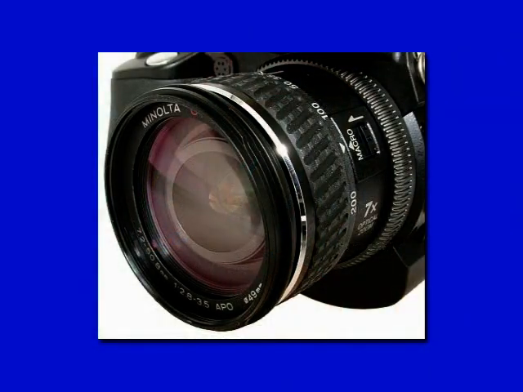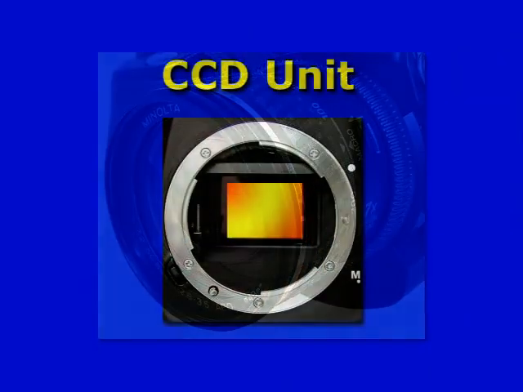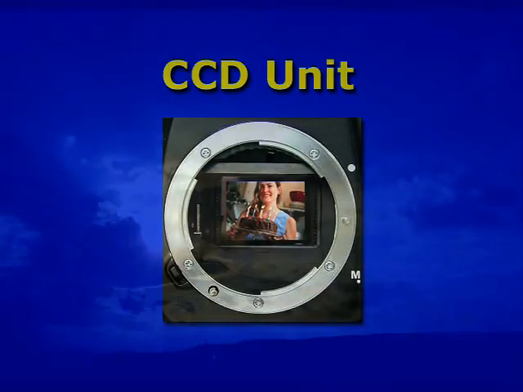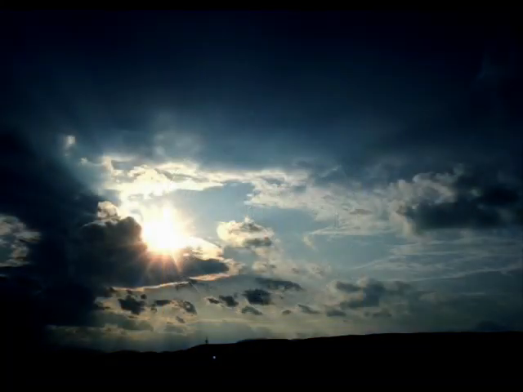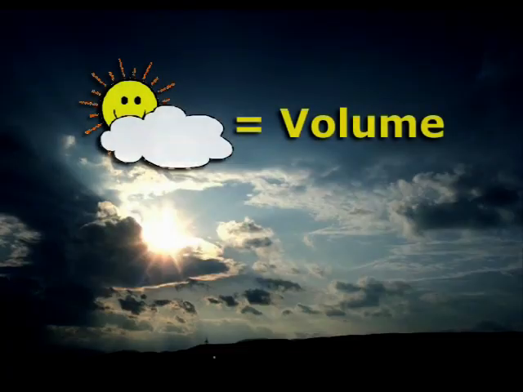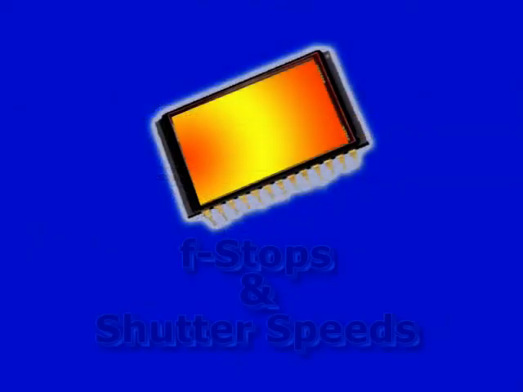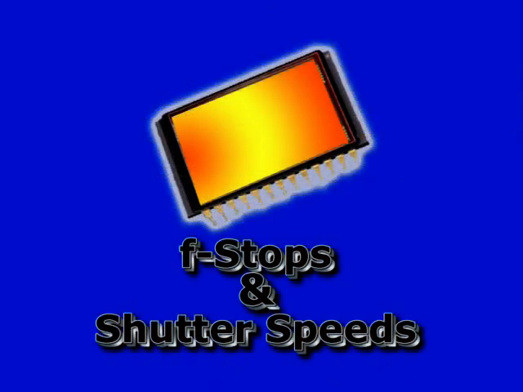After the light has been focused by the lens, it travels to your light-sensitive CCD where it can expose or create your image. But before this happens, you must control the volume of light and the amount of time that light is allowed to expose the CCD. You control this light volume and time with f-stops and shutter speeds.